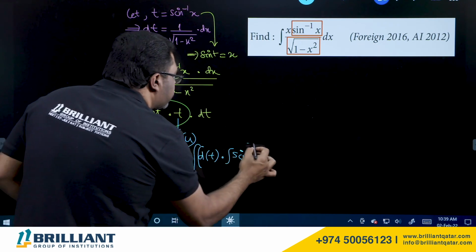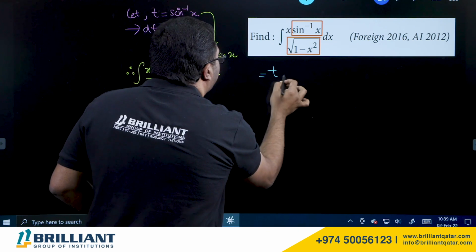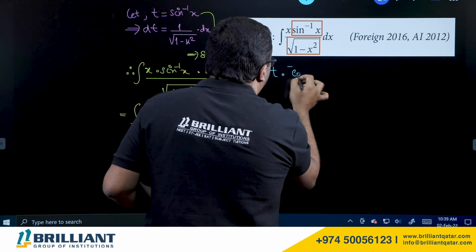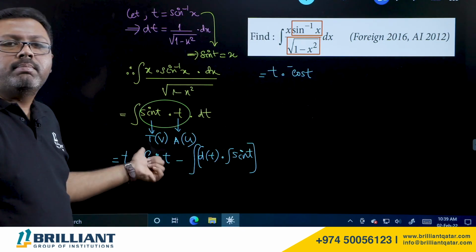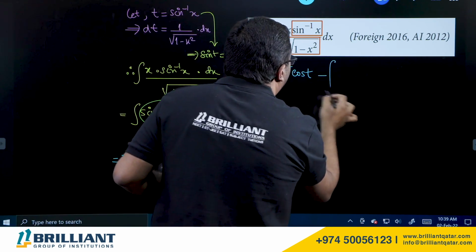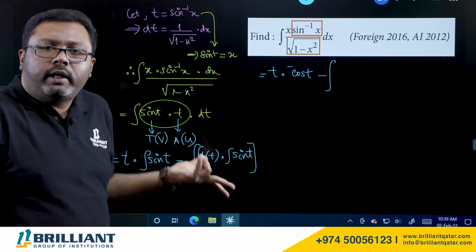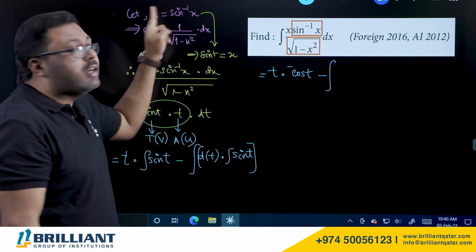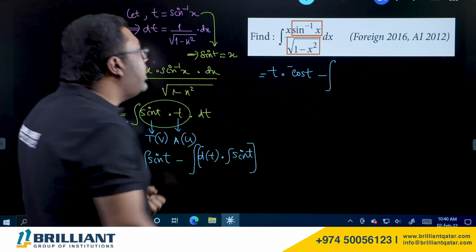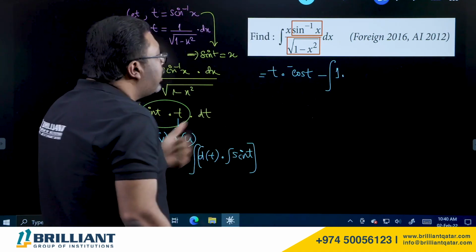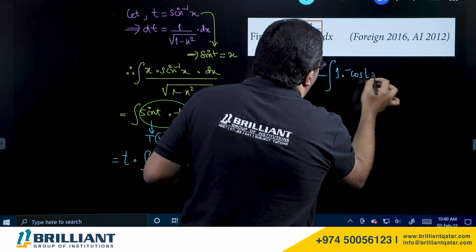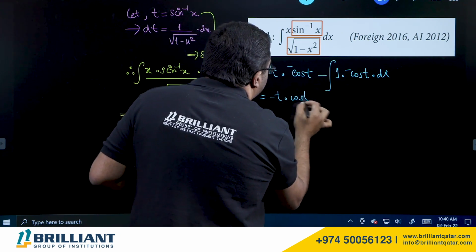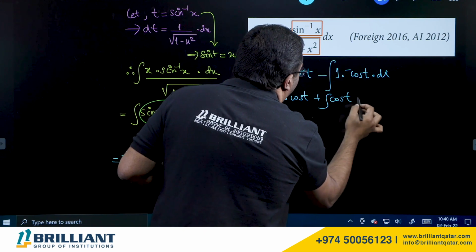Okay, so this is the expression. Going for the answer, that is equal to T into the integral of sine T, minus the integral of the derivative of T with respect to T times the integral of sine T. The integral of sine T is minus cos T. What is the derivative of T with respect to T? It is no longer X. You have made the method of substitution where X is converted to T, so you're differentiating T with respect to T, which is 1. And the integral of sine T is minus cos T dt. So that is equal to minus T cos T plus the integral of cos T dt.